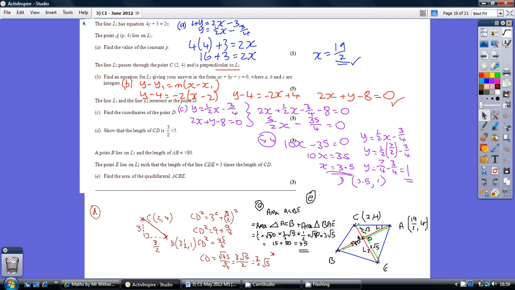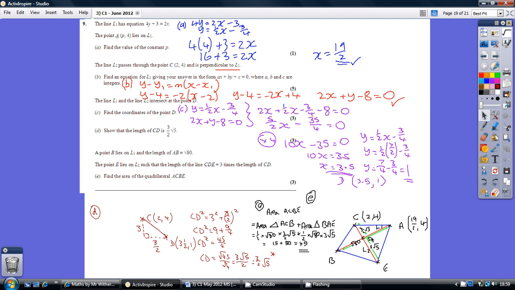Now we know the length CD. We can work out the length DE because we're told that CE is 3 lots of CD, so DE is 2 lots of CD, so that's, rather than being 1.5 lots of root 5, it's 3 lots of root 5. We know the whole length from B to A.